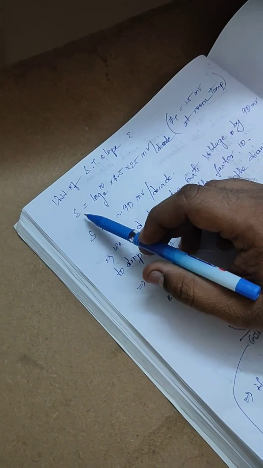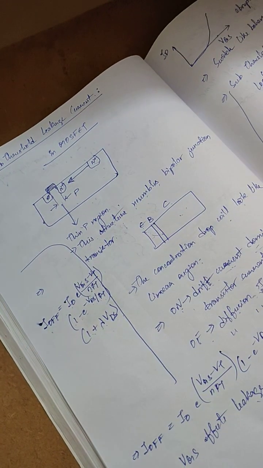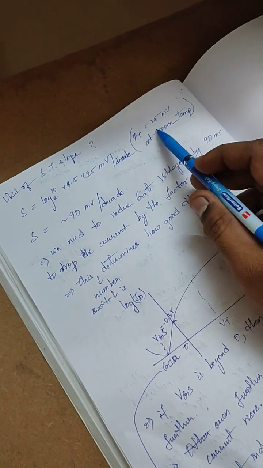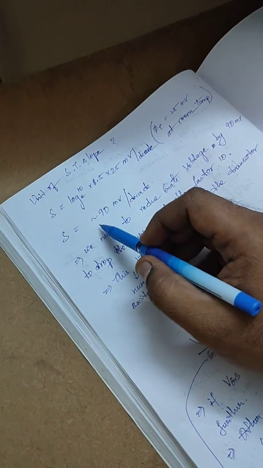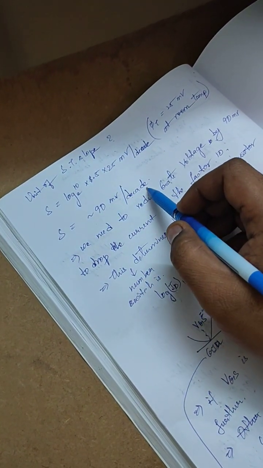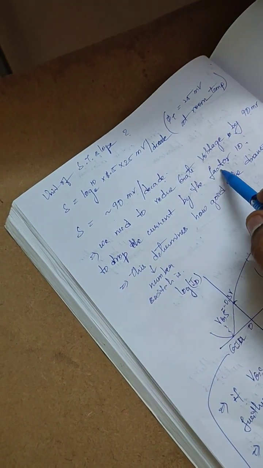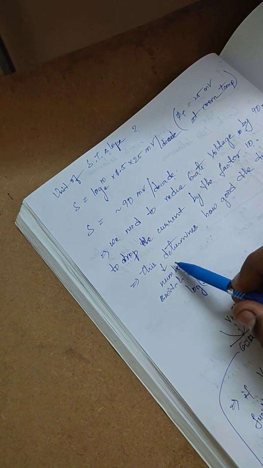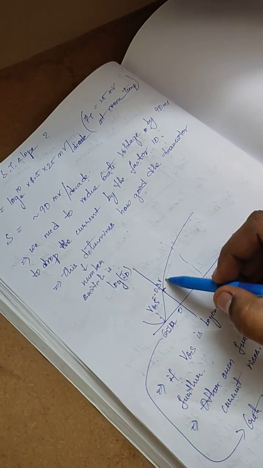The subthreshold slope S equals n phi t times ln 10. The n value is 1.5, and the phi t value is 25 millivolts at room temperature. By calculation it gives around 90 millivolts per decade. So we need to reduce the gate voltage by 90 millivolts per decade to drop the current by a factor of 10. This number determines how good the transistor switch is.